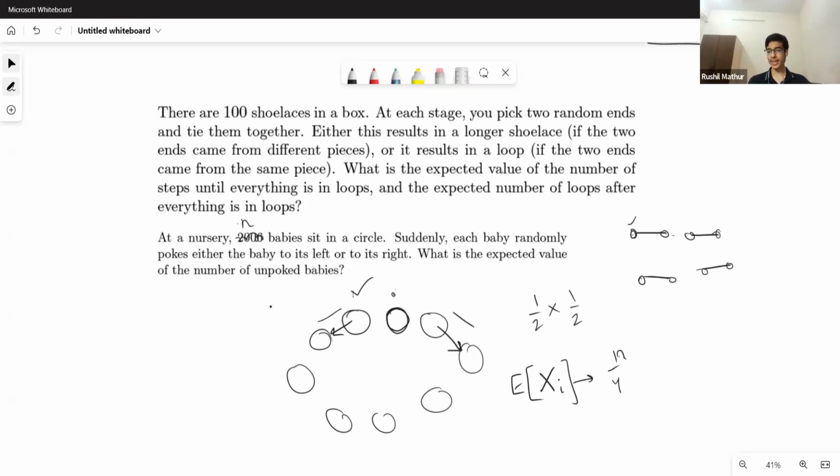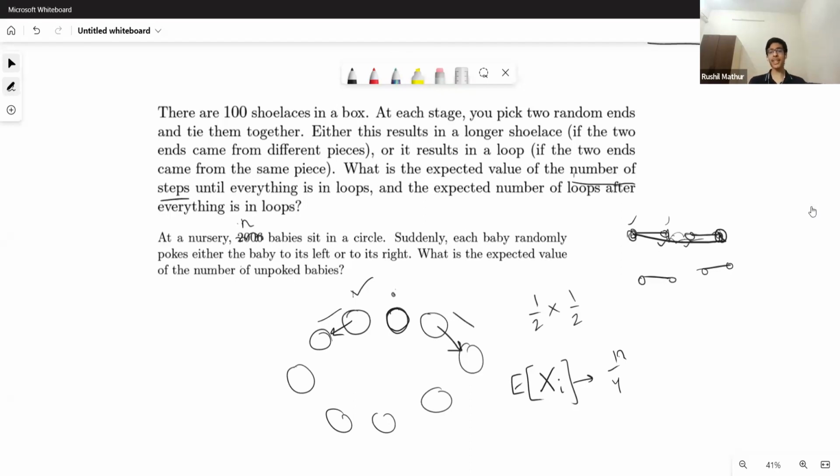If you pick from the same one, let's say this and this, now this just becomes a loop and you forget about it. And if it doesn't become a loop, if you choose, let's say, this one and this one, now it becomes a single thing with two free ends. So basically, these two ends vanish and they get tied together. And there are two questions actually: the expected value of the number of steps and the expected value of the number of loops. The number of steps is kind of a troll, because each time the number of shoelaces reduces by 1. So it just takes that many steps, like 100 steps or whatever.